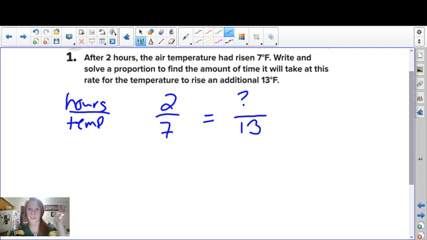This is where we get to do the thing that everyone always answers when I ask how do you add or subtract fractions? And everyone says, cross multiply. We get to cross multiply today.